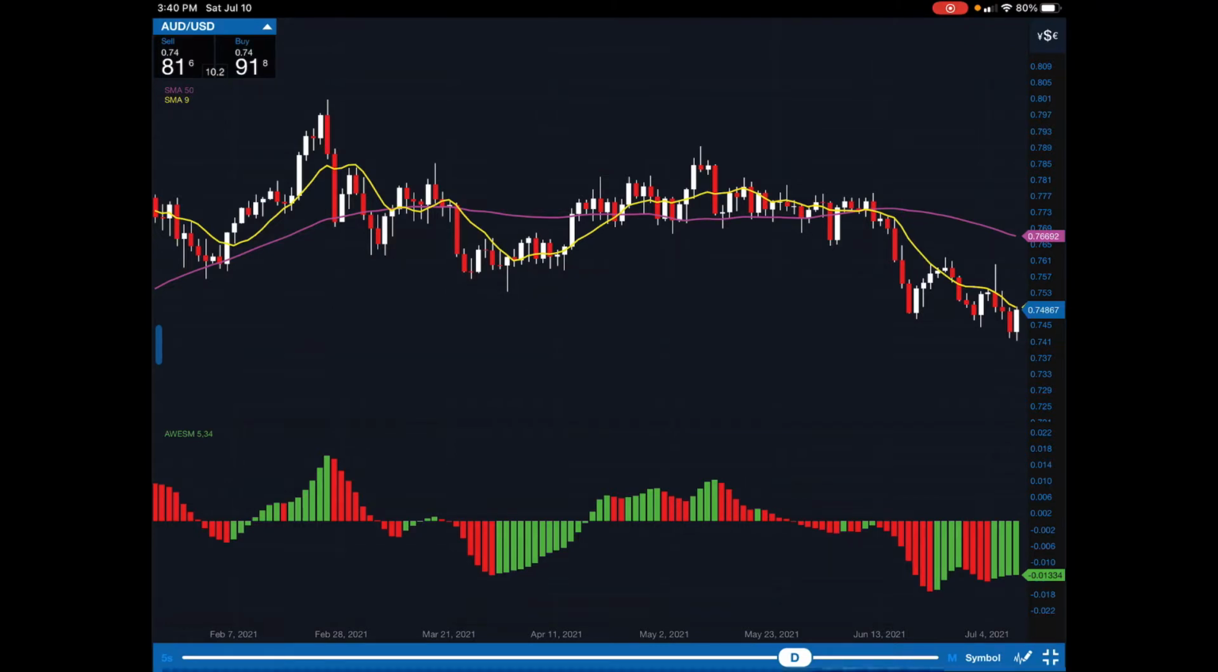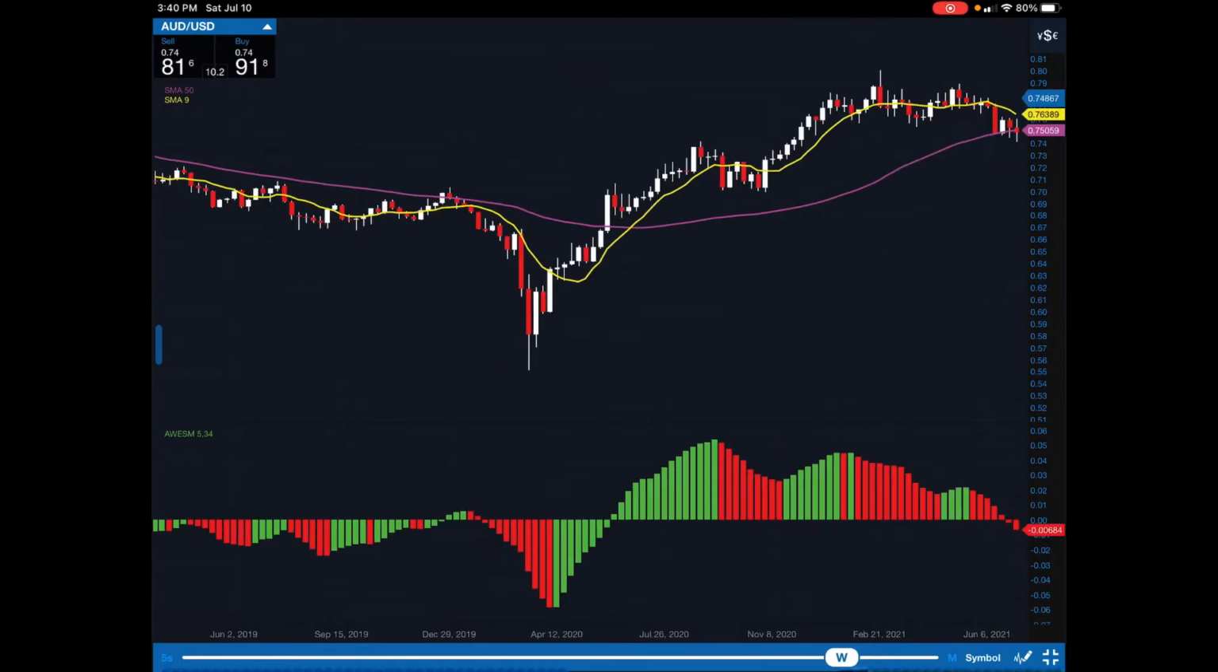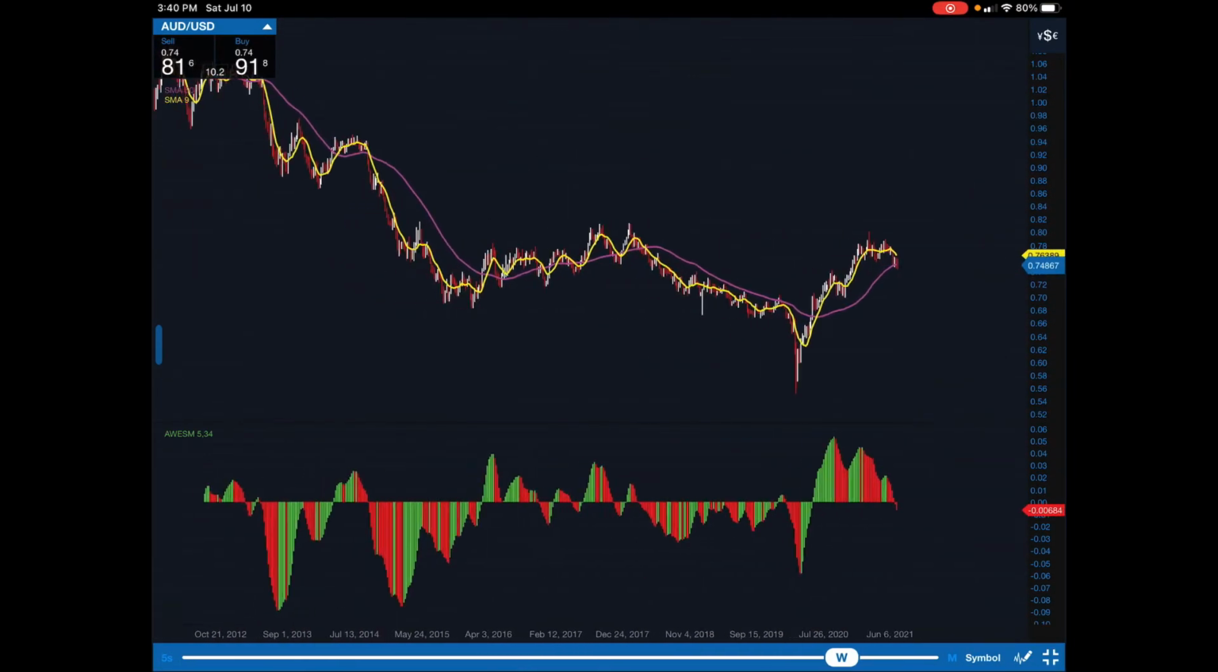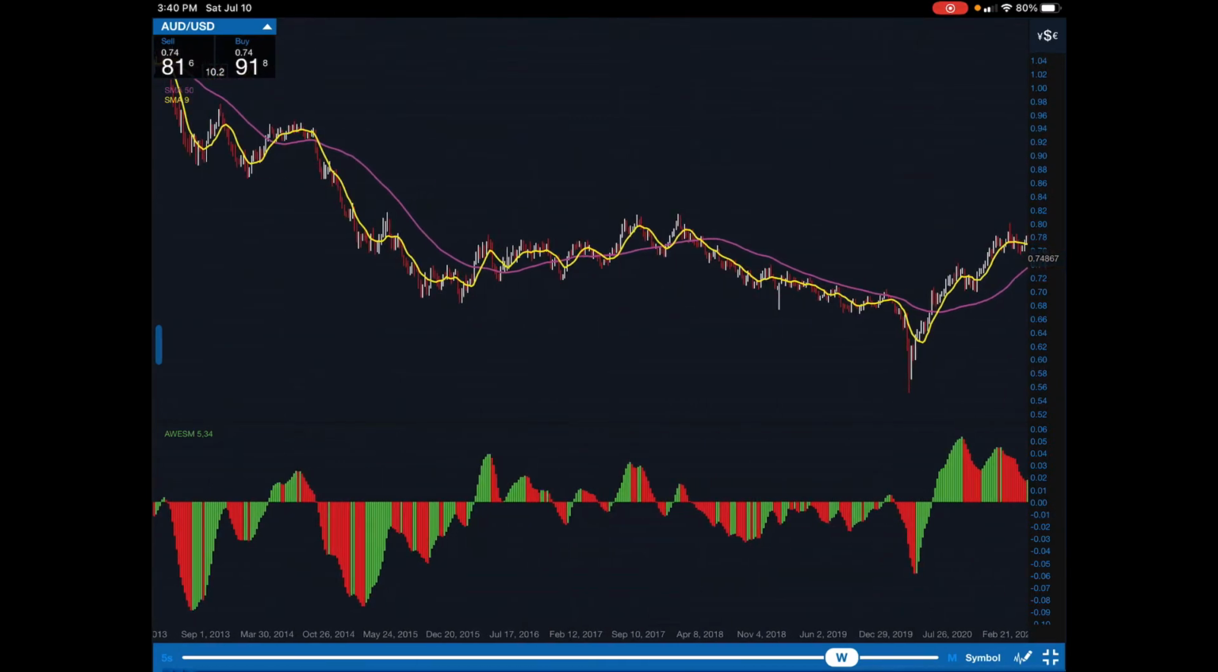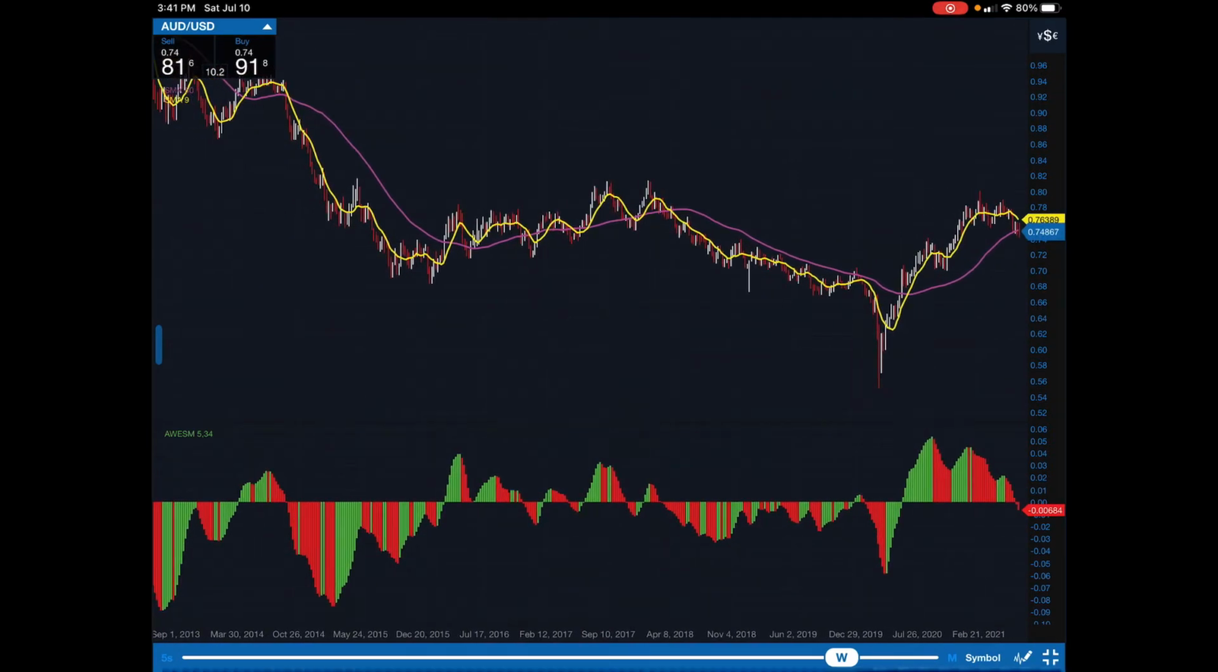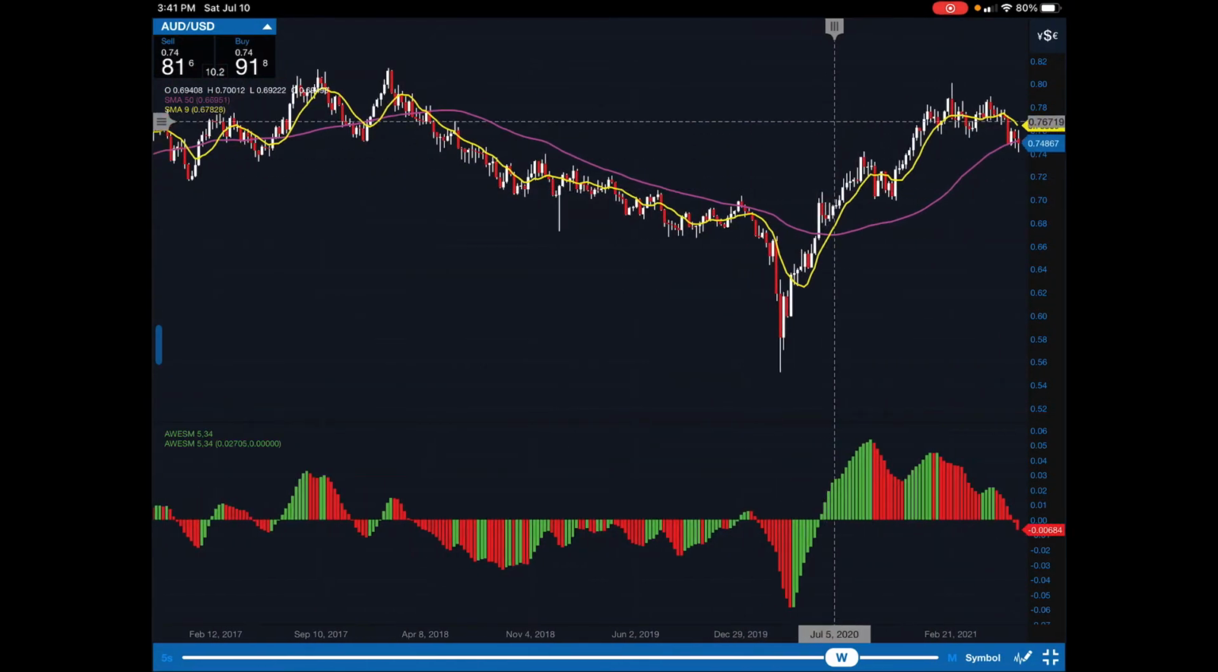First up, we have Aussie USD. And let's look at what's going on here. The Aussie on the weekly time frame seems to be showing some resistance here at this weekly level. This area has already been touched 1, 2, 3. This is the fourth time, and it's already bounced down from there.